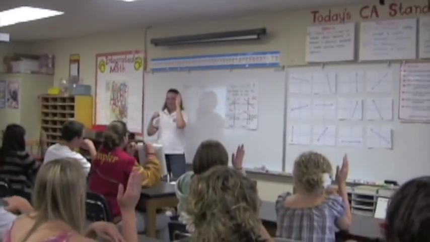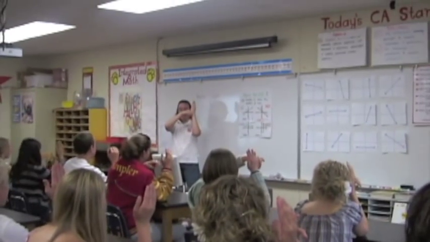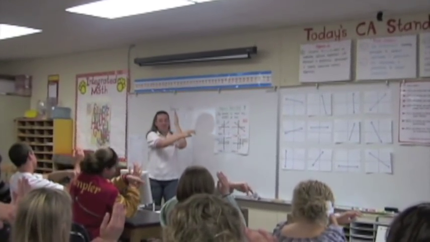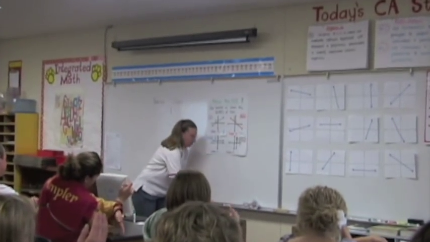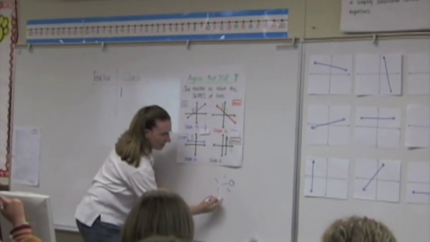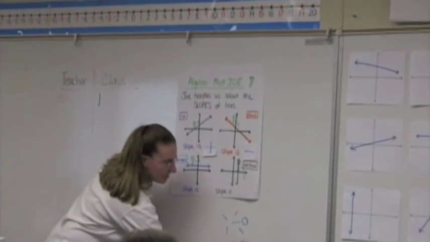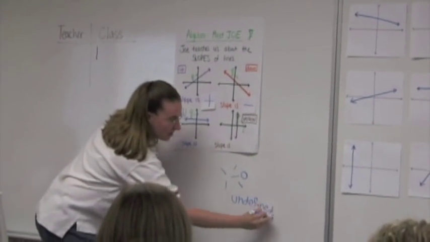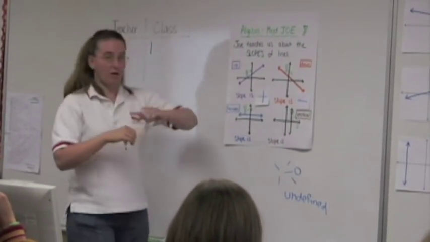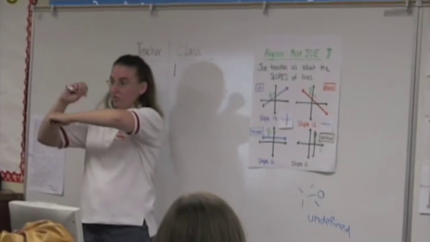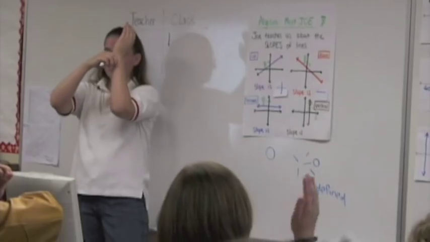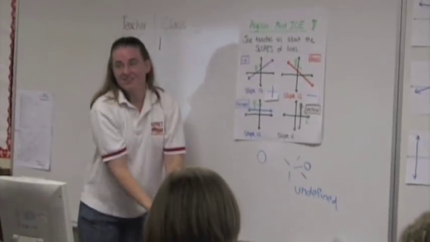Now when Joe stands on a vertical line and he walks to the right, he falls off the line, breaks into so many pieces that he is undefined. We cannot even define him as Joe anymore. So on a horizontal line, no change, the slope is zero. On a vertical line, Joe falls off, undefined.